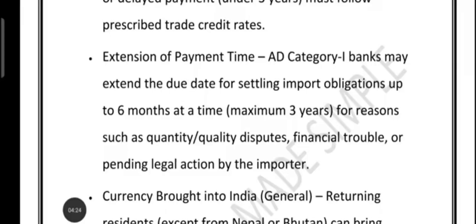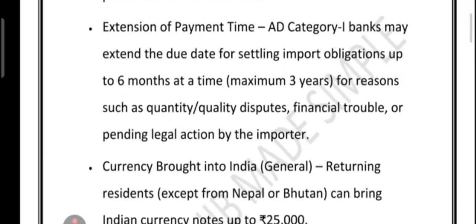So that is the point I'm talking about, that extension of the payment time, which means bank have the power to extend your payment time. At a time 6 months it can be extended or total up to 3 years it can be extended. But for that also valid reason is required like a dispute over the quality, financial trouble or a pending court case.